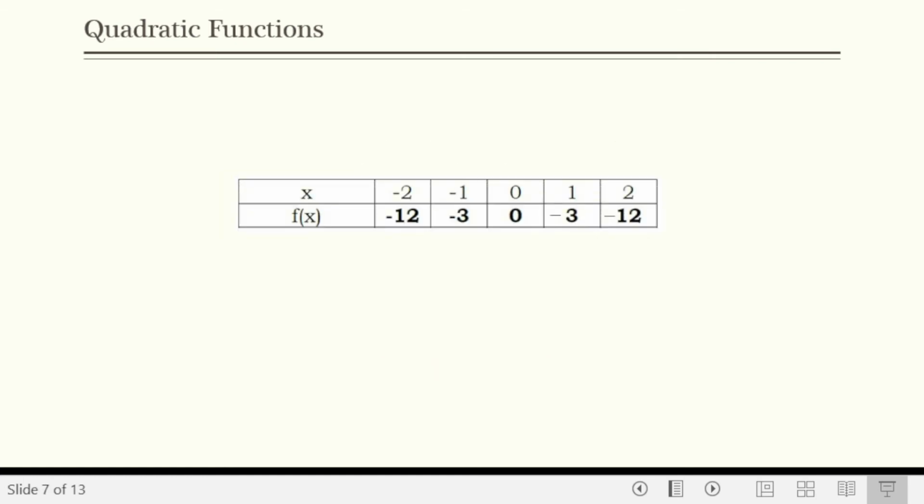So, last example. So, ganun pa rin. Subtract natin. Negative 1. Okay? 2 minus negative 1, that is negative 1. Negative 1 minus 0, that is negative 1. 0 minus 1, negative 1. 1 minus 2, negative 1. How about f of x? Negative 9. Okay? Negative 12 minus 3, negative 9. Negative 3 minus 0, negative 3. 0 minus negative 3, that is positive 3. Negative 3 minus negative 12, that is positive 9.